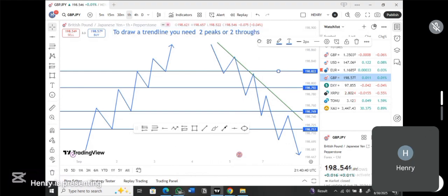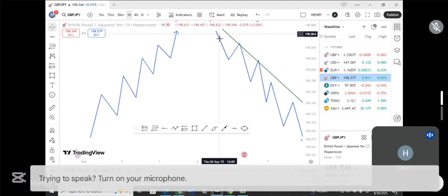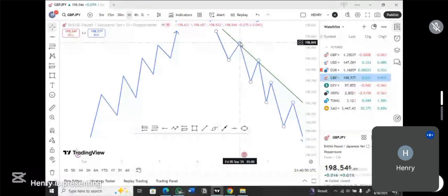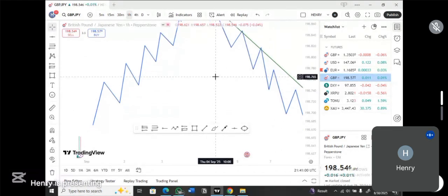So that's it. You can do the same thing for a downtrend. This will be the what? Peak. I said peaks are highs. This is the peak, troughs. Peaks, troughs.